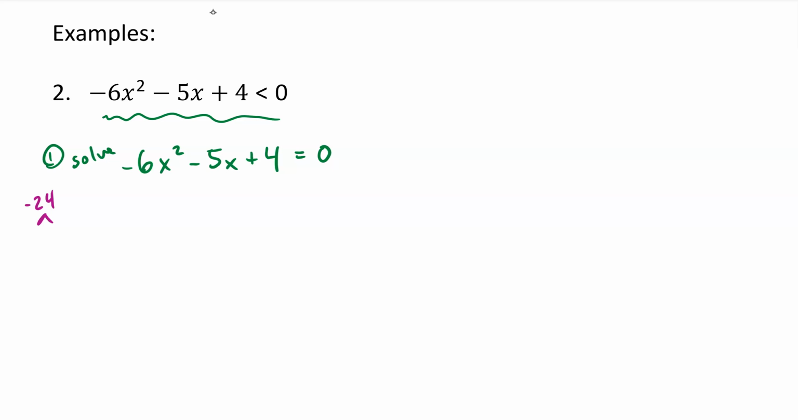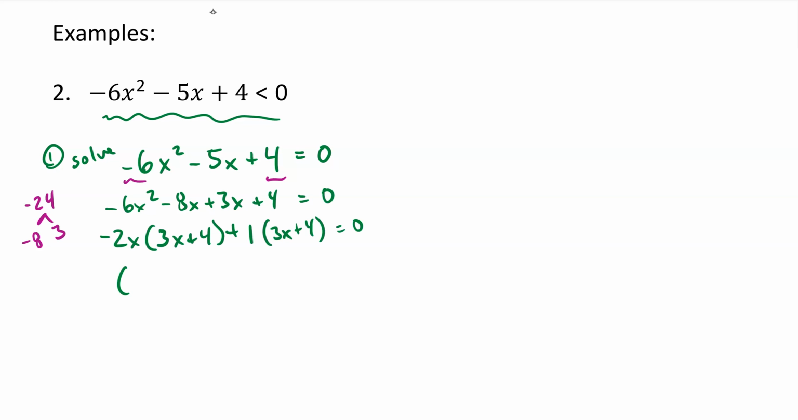So using the AC method to factor this, negative 6 and 4 multiplies to equal negative 24, and negative 8 and 3 are the factors that add to negative 5. So I can rewrite this expression as negative 6x squared minus 8x plus 3x plus 4, and then factor by grouping to get my two factors, 2x plus 1 and 3x plus 4.